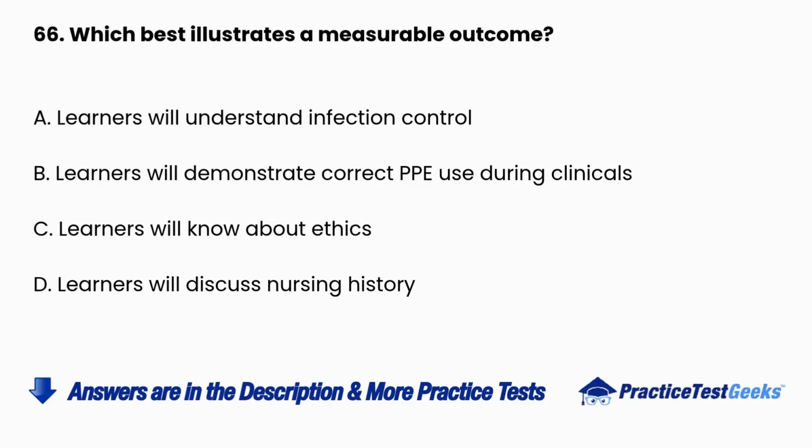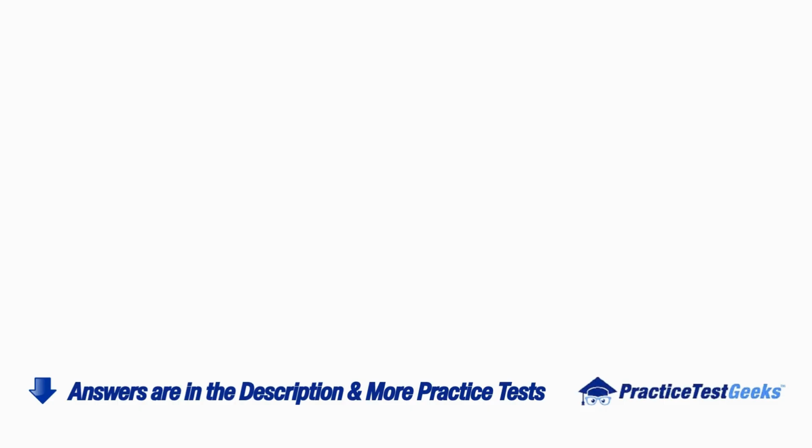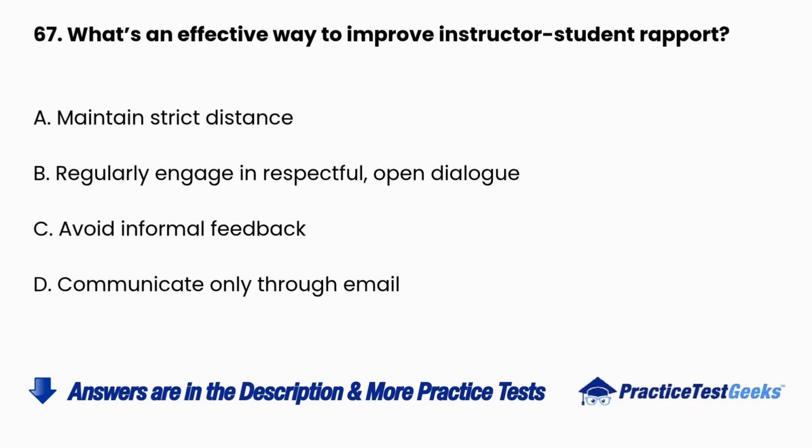66. Which best illustrates a measurable outcome? A. Learners will understand infection control. B. Learners will demonstrate correct PPE use during clinicals. C. Learners will know about ethics. D. Learners will discuss nursing history. 67. What's an effective way to improve instructor-student rapport? A. Maintain strict distance. B. Regularly engage in respectful, open dialogue. C. Avoid informal feedback. D. Communicate only through email.